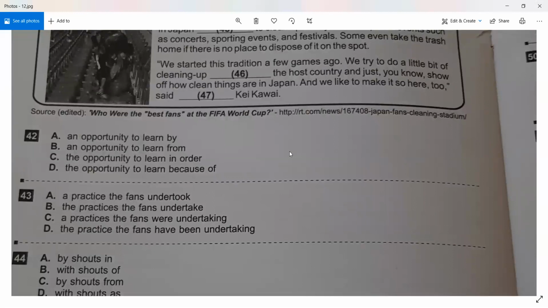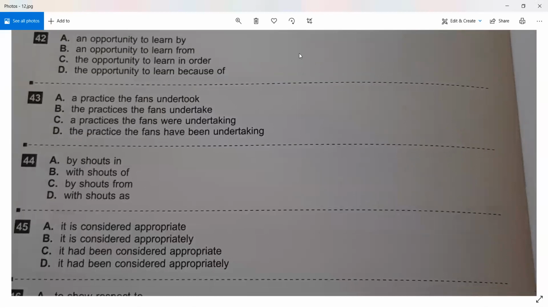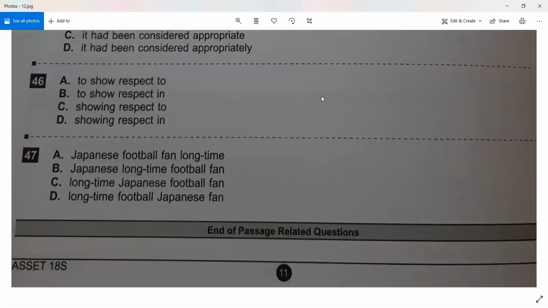Origin, size, etc. It is in a particular order when multiple adjectives are used. With this, we have come to the end of this passage. Let us proceed.